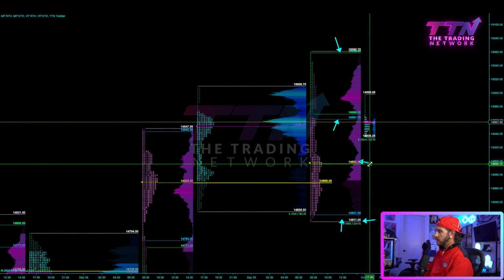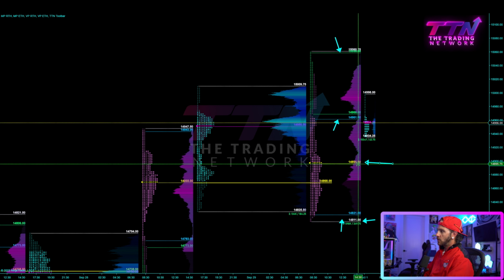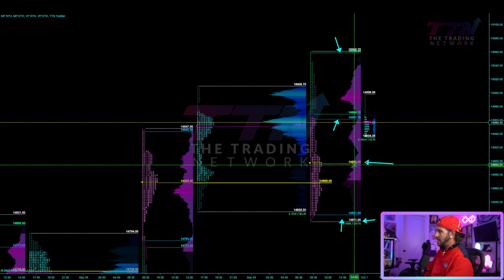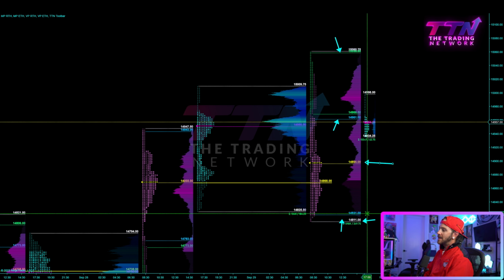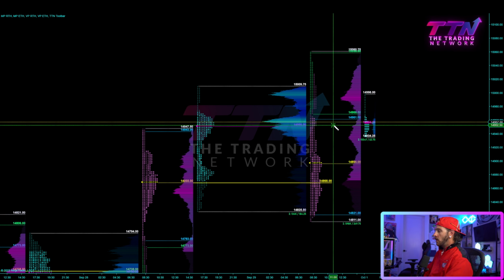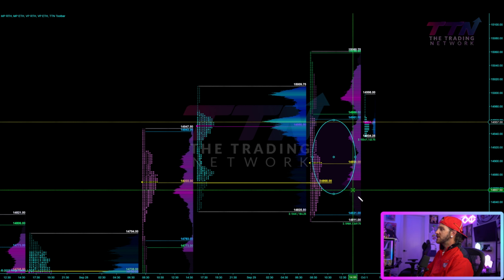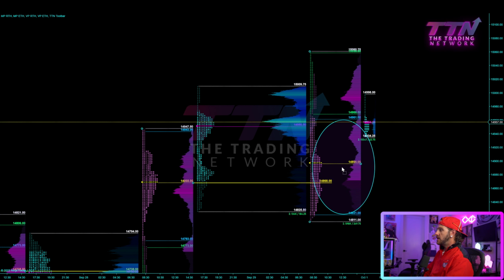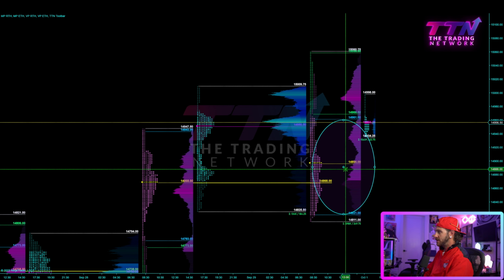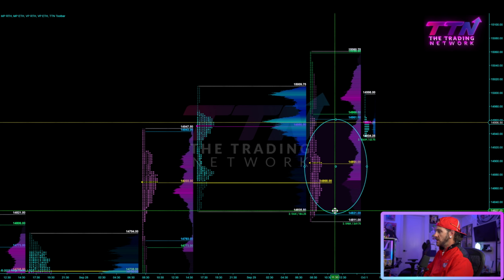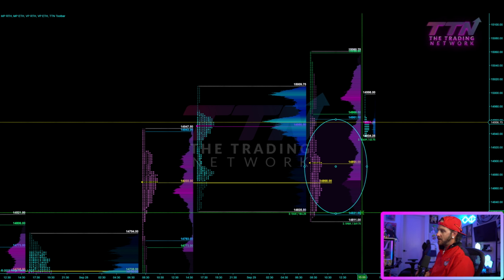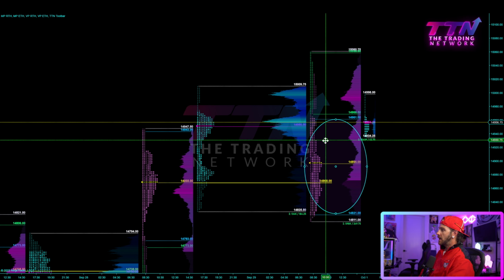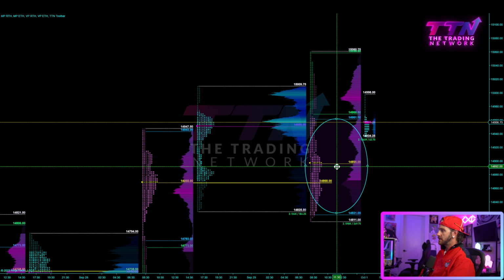Friday's point of control, for those of you guys not familiar, the point of control is where the most trading activity took place in the session here. So that's 14,896. And then we have the value area from 14,961 down to 14,821, which indicates the area where 70% of the business was done, or the trading activity took place for that session. So when you see these blue levels, the high blue level is value area high, the low blue level is value area low, and this is once again where the majority of the trading took place in the session.